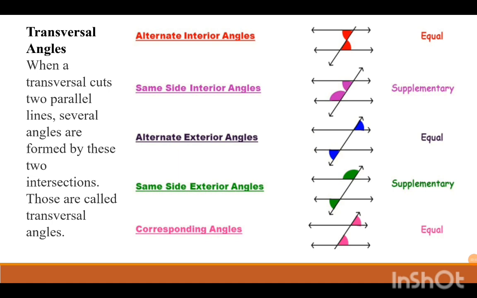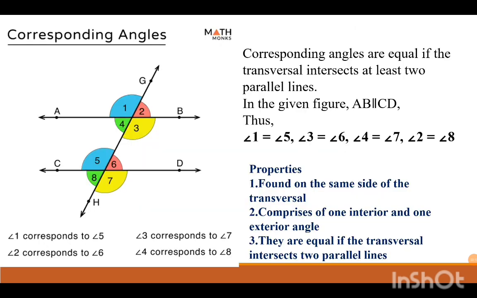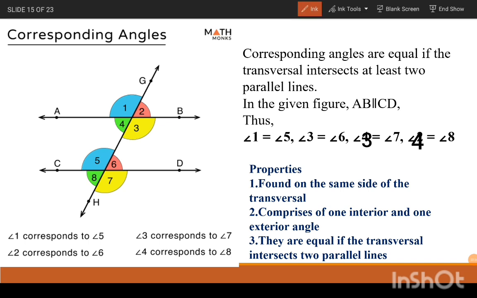If I talk about corresponding angles, they are the angles that are on the same side of the transversal and which have one interior, one exterior angle. Angle 1 and angle 5 are corresponding angles and they are equal. Angle 1 is in the exterior, angle 5 is in the interior, and they are on the same side of the transversal. They both are on the left side. Similarly, 2 and 6, they are on the right side.